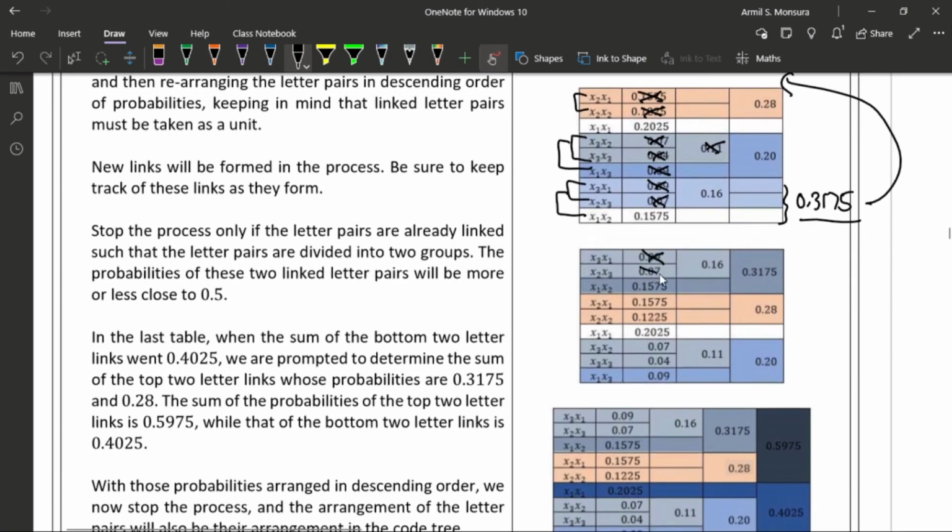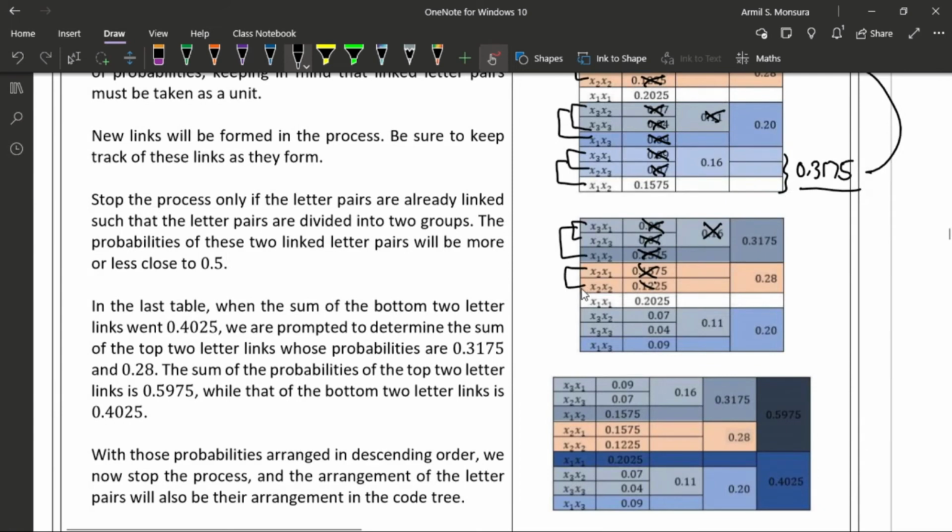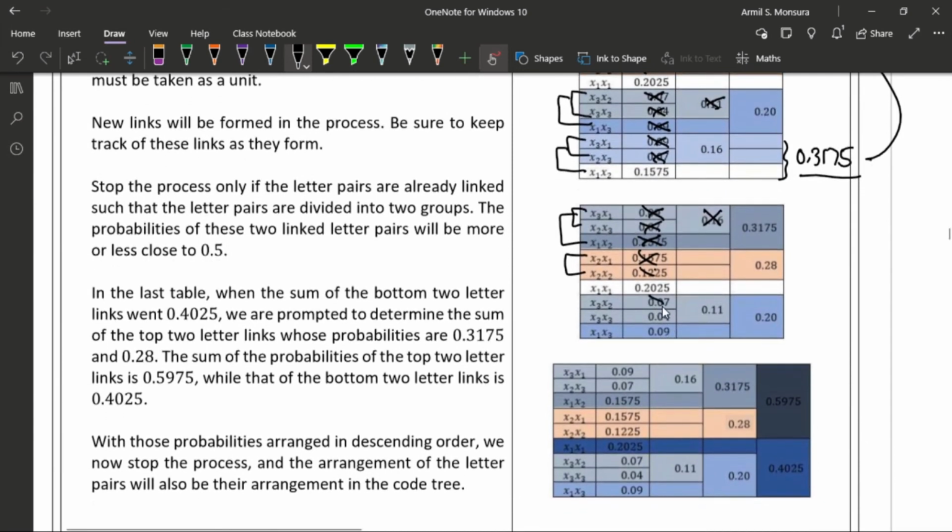Now we're not looking at this, because we already combined it to generate 0.16; this 0.16 and 0.1575 have also been combined. Also these, which we have already combined, are not to be considered now. The same goes for this one and this one, and these two, which we have also combined. So the lowest two probabilities at this point are these two. Adding their probabilities sums up to 0.4025.